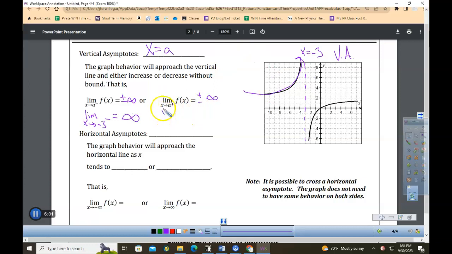Now, what's my limit as x approaches my asymptote, which is -3, from the positive side? So as I come from the right side, the positive side, I'm starting on the right side, does it go up or down? Down to negative infinity. Okay?